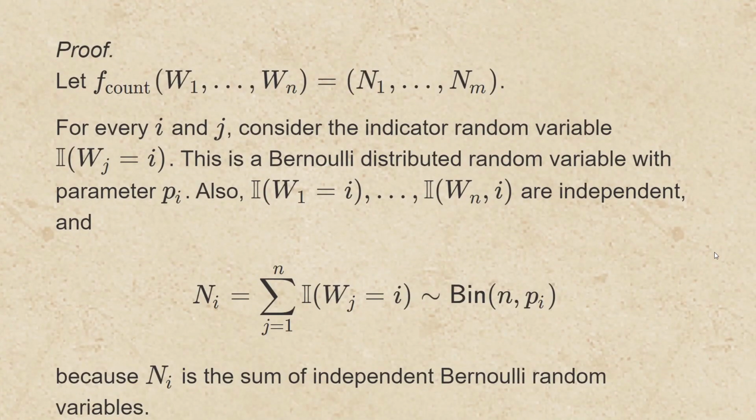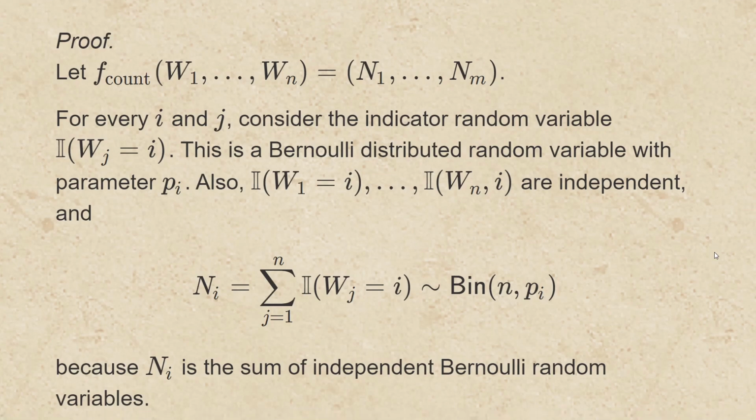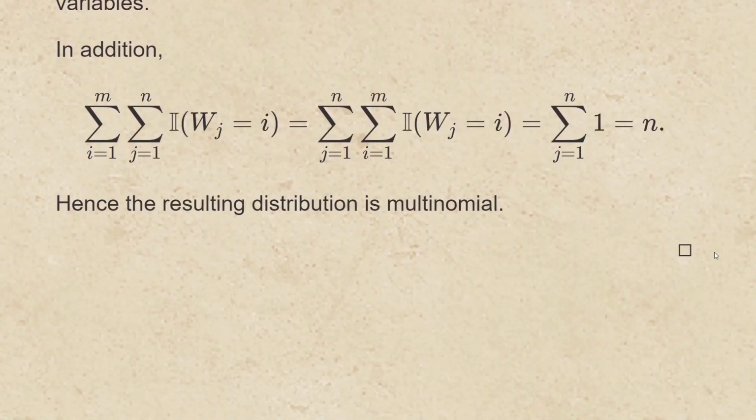The proof is verifying that each of the marginal distributions for the n sub i does have a binomial distribution. And because we're adding together all the experiments, all of those variables have to add up to n. And that shows that the resulting distribution is multinomial.